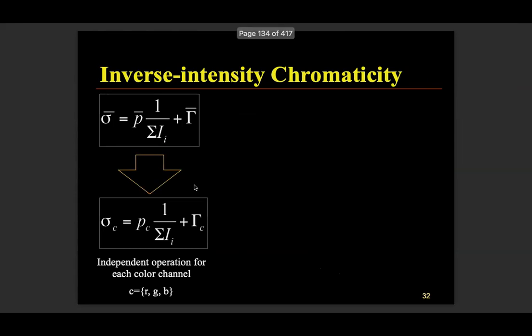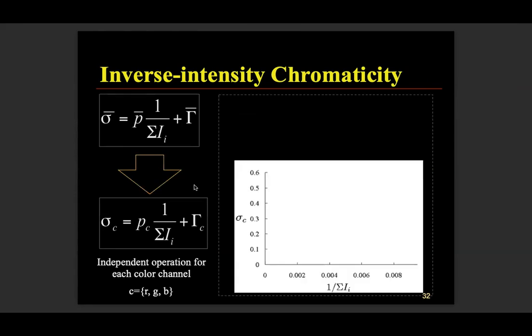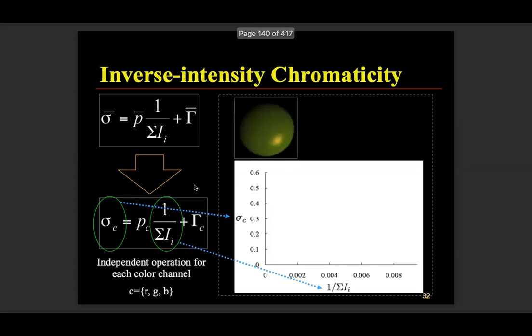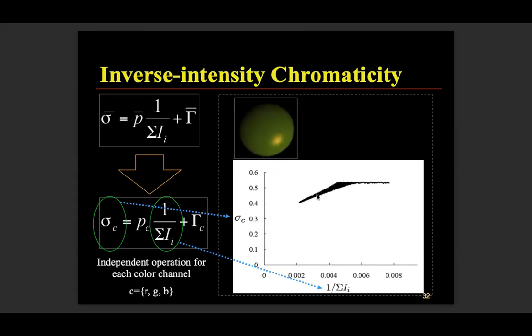So if we create such a space, the y-axis is sigma, the x-axis is inverse intensity, right? If we have an input image using a single surface and we plot it into this space, then we will have that kind of distribution. It is proven mathematically that all the pixels in this cluster form lines, because this equation is a line equation, right? So there is a line here, a line there, and so on. The offset of all these lines has a value on the y-axis, and that value is gamma. That's what we want to find, gamma.